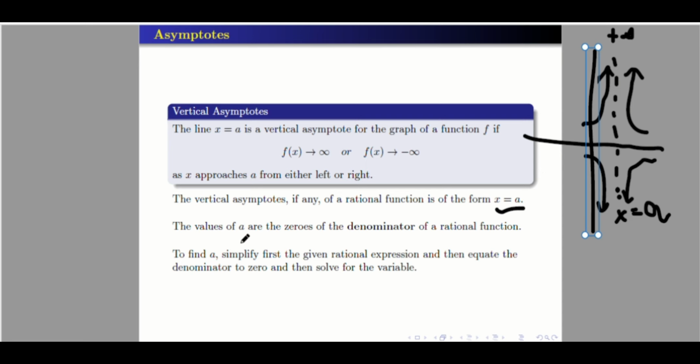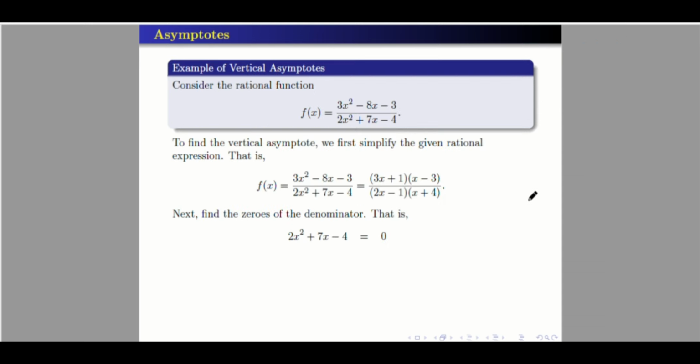So to find a, simplify first the given rational expression so that we can know if there are terms or expressions that can be cancelled. That is why we need to simplify them first. And then equate the remaining expressions in the denominator to 0 and solve for the variable. So that will now be our zeros of the denominator.